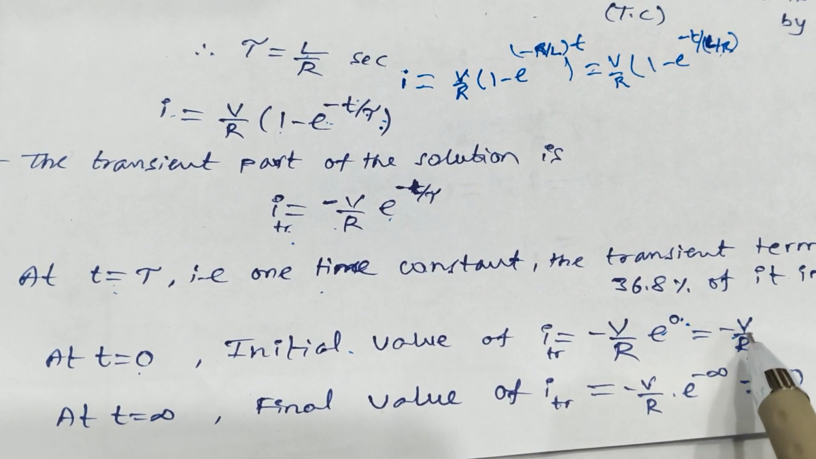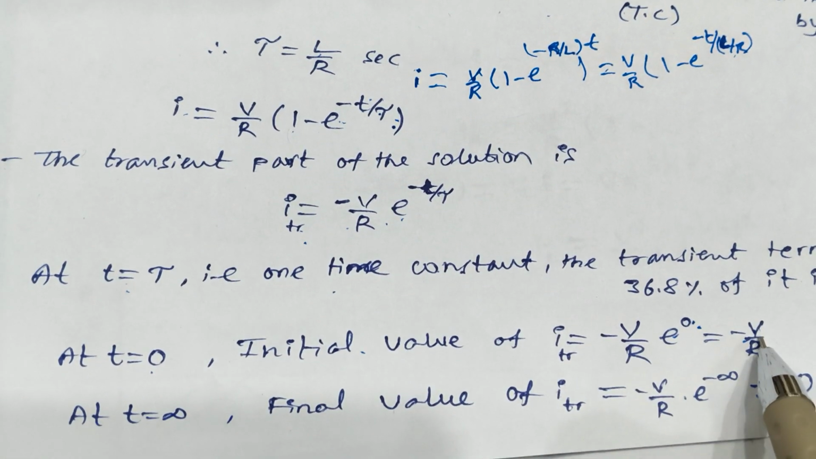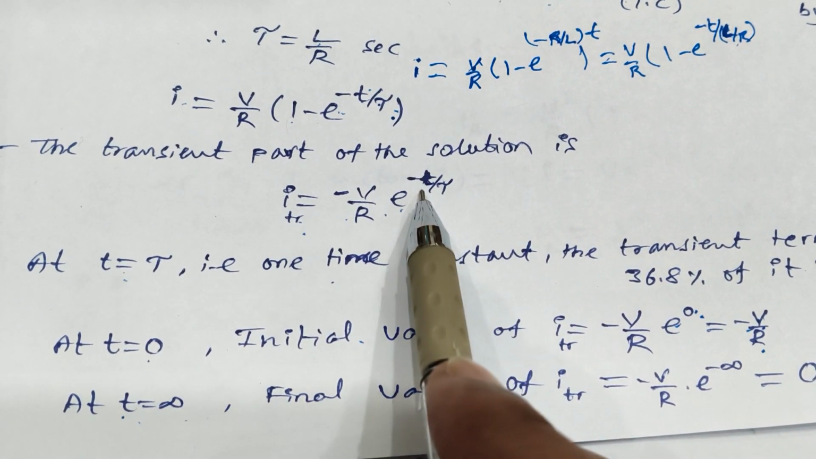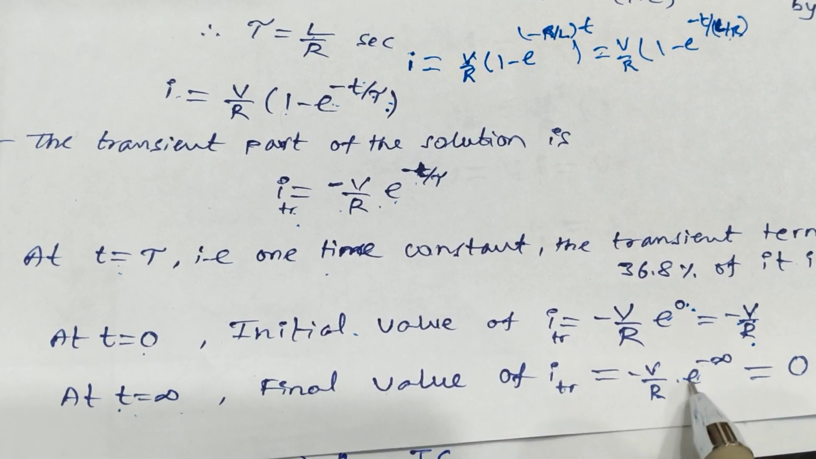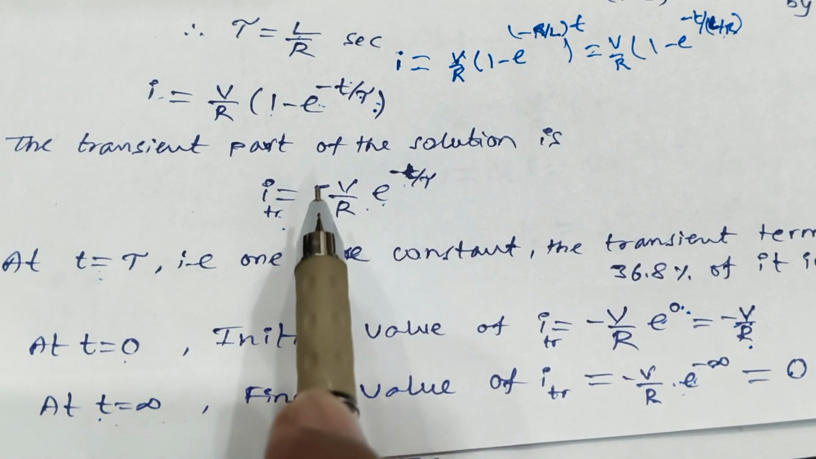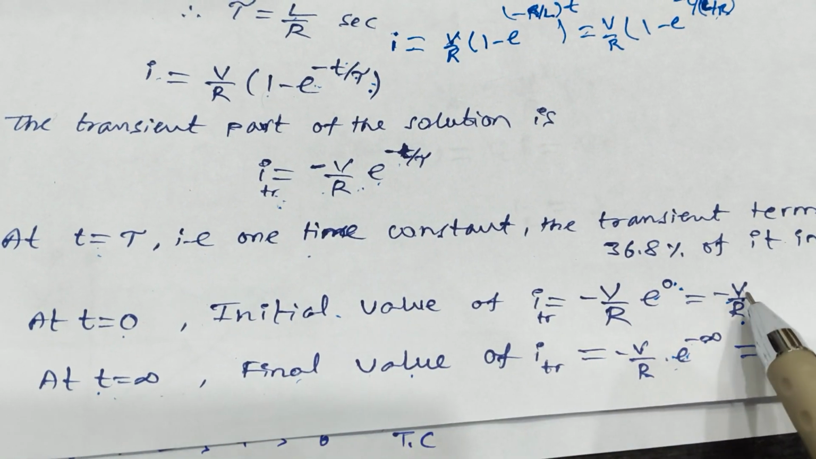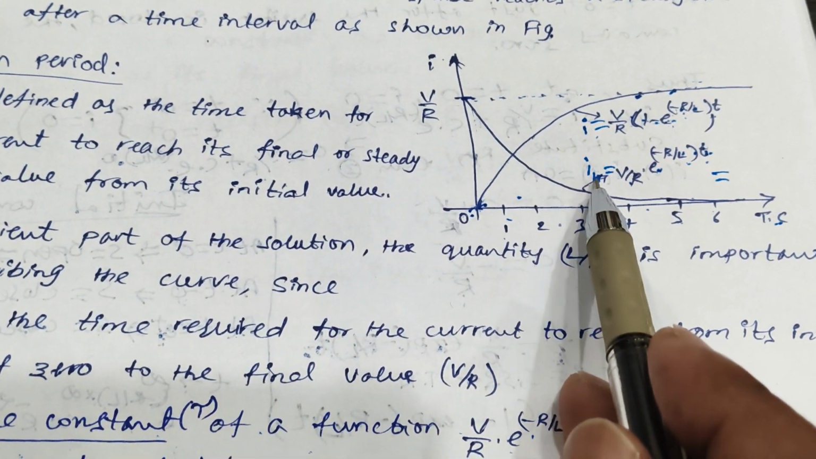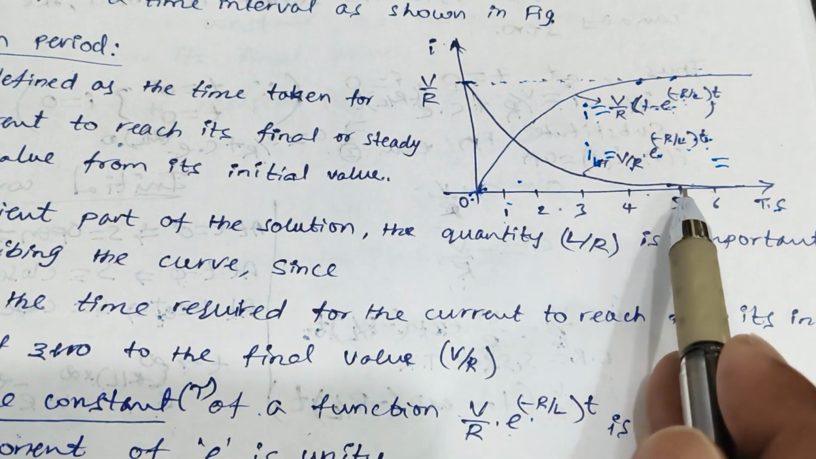By neglecting this sign, I'll consider only v by r. For transient, the initial value is v by r, and the final value, by substituting t is equal to infinity in this transient response, minus v by r into e power minus infinity. E power minus infinity is nothing but 1 by infinity, which is equal to 0. That means for the transient current, the initial and final values are v by r and 0. You can see in the same graph also, for the transient current, the initial and final values are v by r and 0.